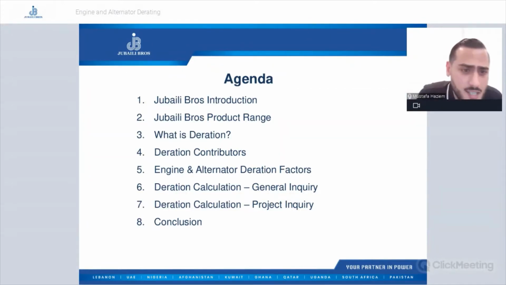Now, moving on to today's agenda. For you guys who are new to us, I'll start by introducing Jubaili Brothers and our development over the years. Then we'll go to our product range. What do we offer? Then we'll go to the heart of our topic. What is duration? What are the contributors that affect duration on the engine and alternator, of course. And then we'll have two examples, one as a general inquiry and one in the form of construction or a project inquiry. And then we will conclude with the key points that we have learned in our webinar today.